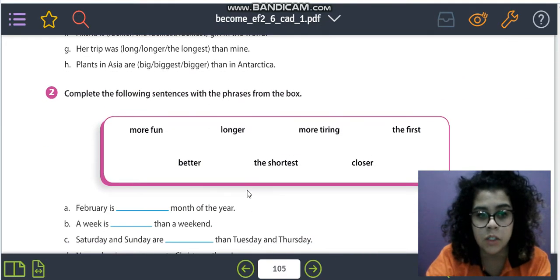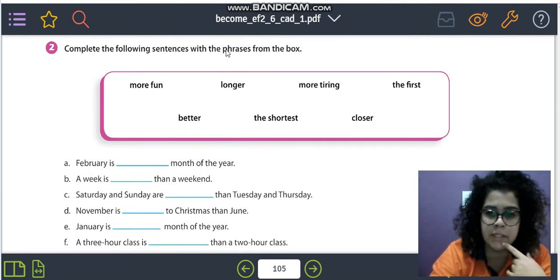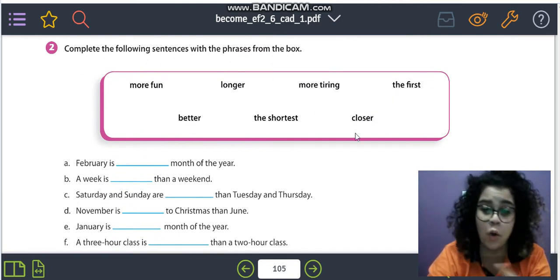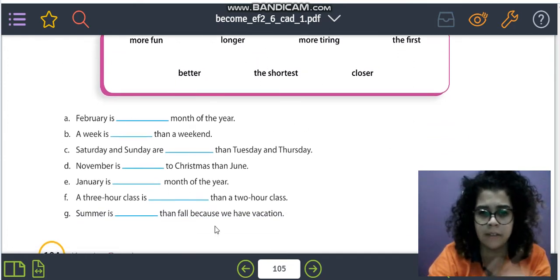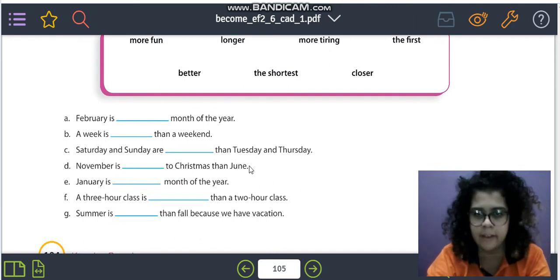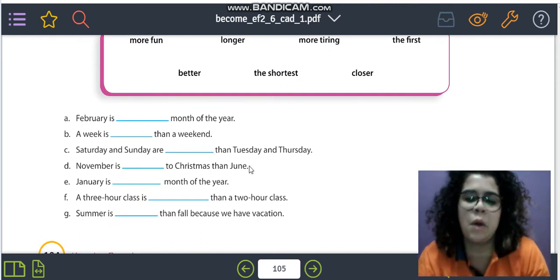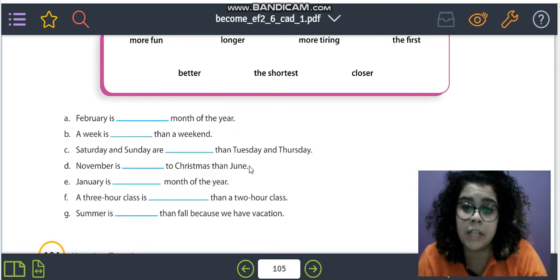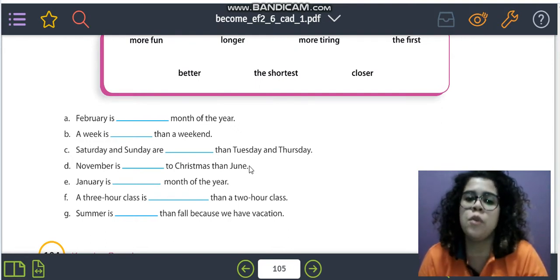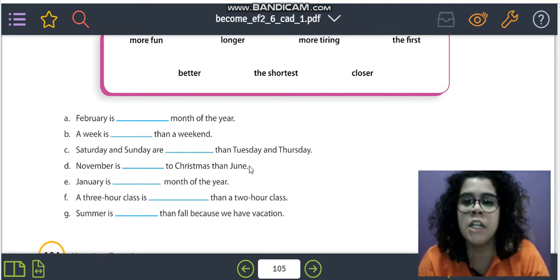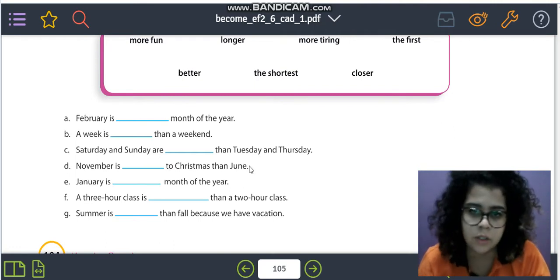And on exercise 2, you're going to complete the following sentences with the phrases from the box. They already have the superlative and the comparative. You just have to take a look at which sentence they fit better, okay? Nothing new for you here as well. So that's it for today. You can use the exercises of week 1 and 2, parts 1, 2, and 3 to guide you to do the exercises of this week.